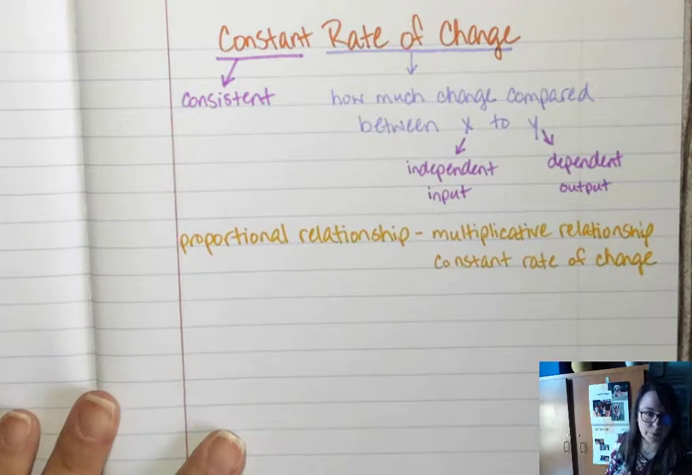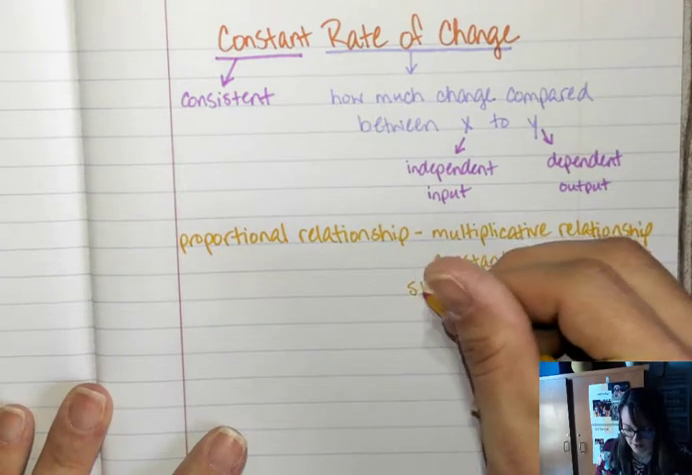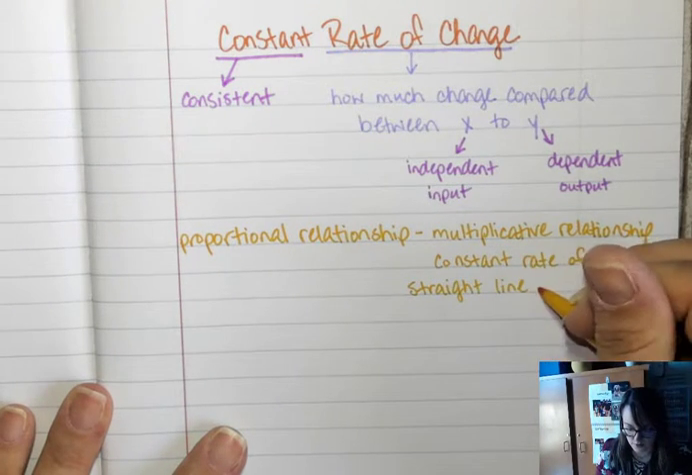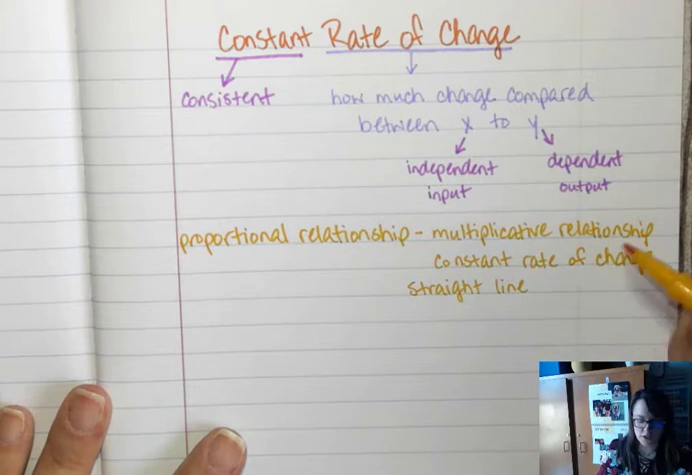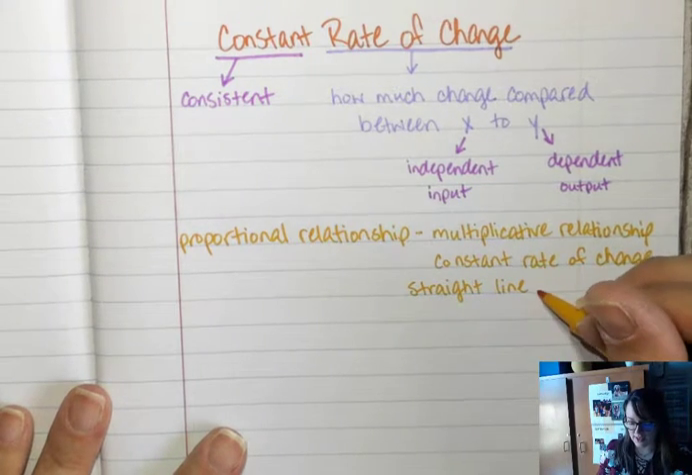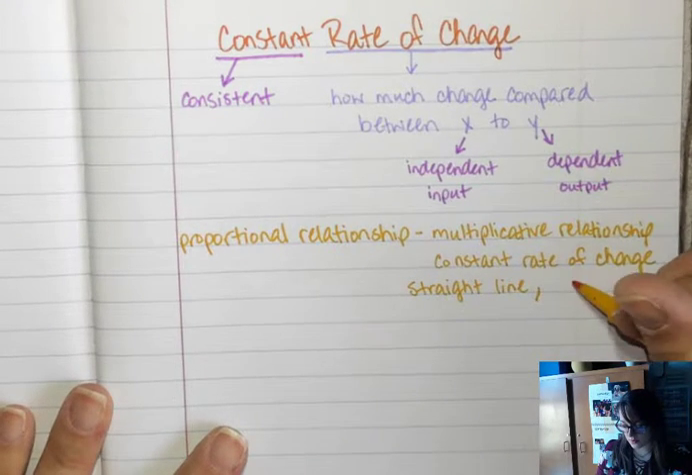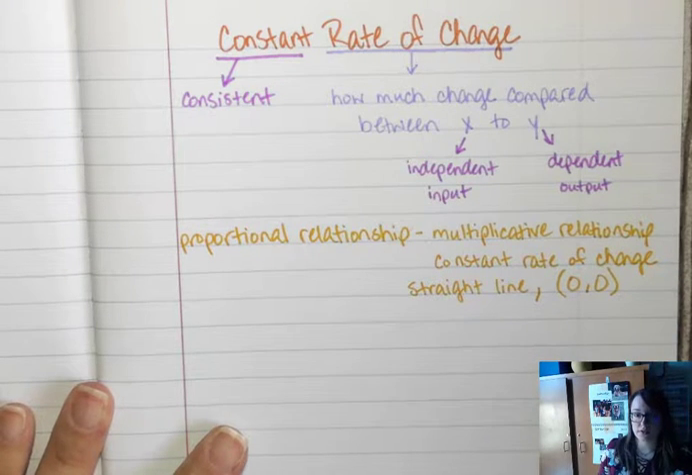Now, a graph of a proportional relationship is super easy. It is a straight line because it's constant. If you buy 0 things at the store, how much money do you spend? $0. So it's a straight line and it goes through 0, 0. It goes through the origin, 0, 0.